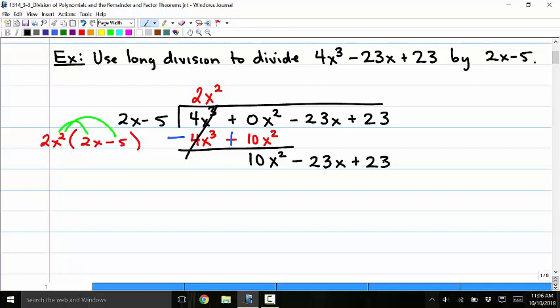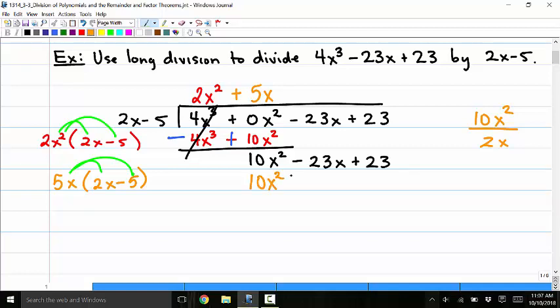Now play the game again. This time, what is 10x squared divided by 2x? So 10x squared over 2x gives you 5x. So I'm going to put plus 5x up top. What do I want to do with that 5x? Multiply it by 2x minus 5. Go distribute, and you get 5x times 2x is 10x squared. 5x times negative 5 is negative 25x.